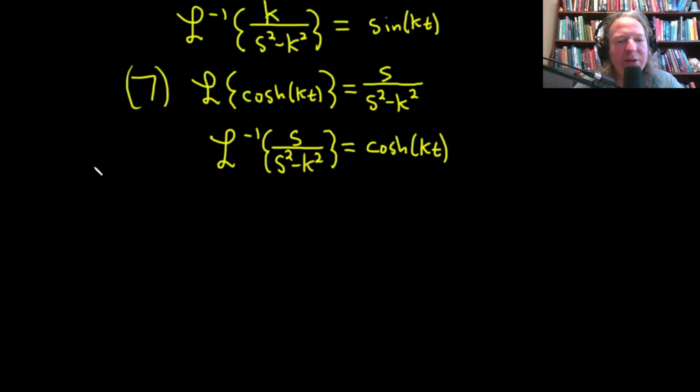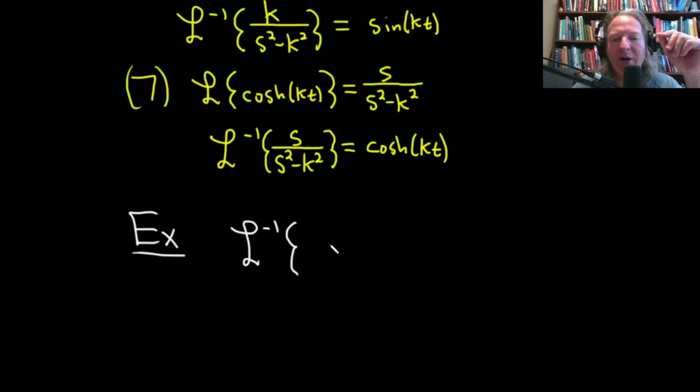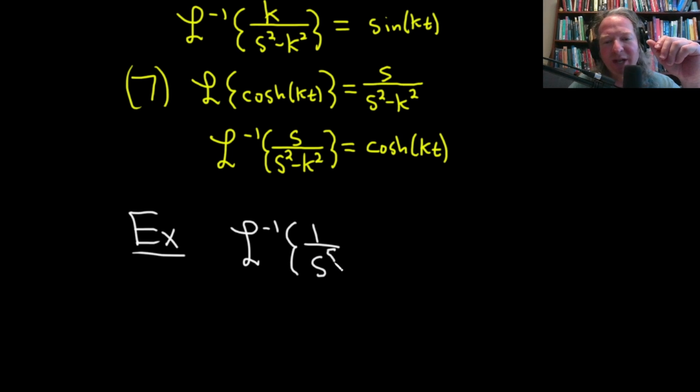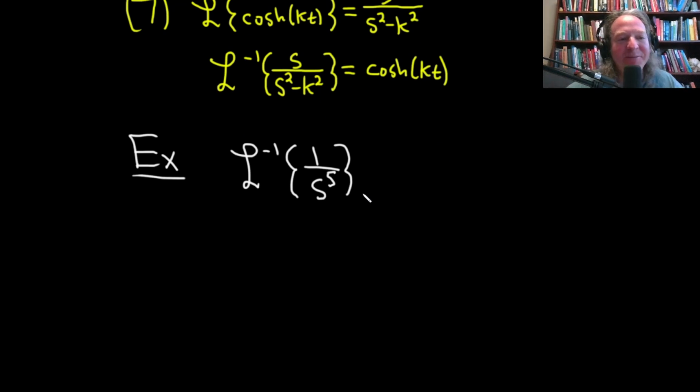So I'm going to switch colors here. Start off simple. See if I have some examples here. Yeah, here's a really easy one. Let's do just an easy one here. Inverse Laplace of 1 over s to the, let's see what this says, 5. I could have made that up. Wasn't that enlightening? So let me write down the formula here for you.